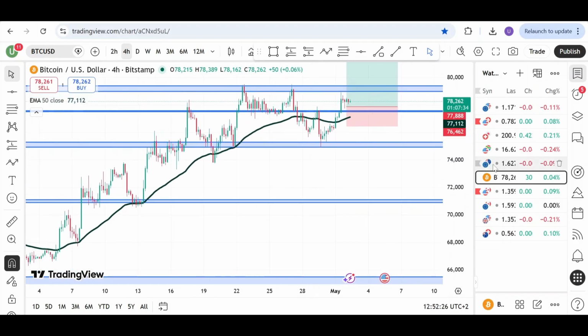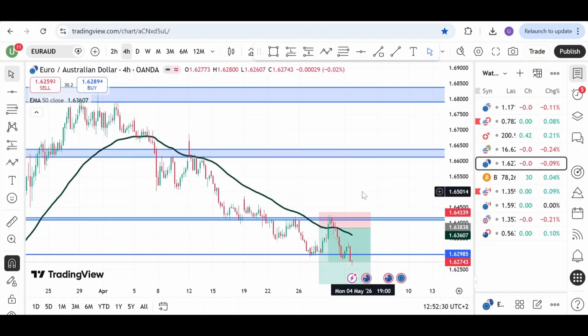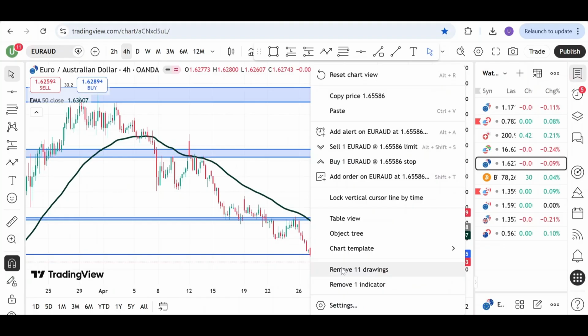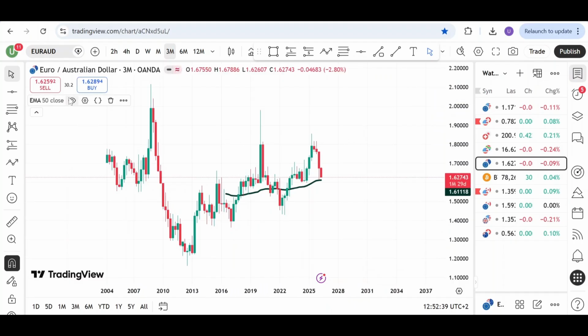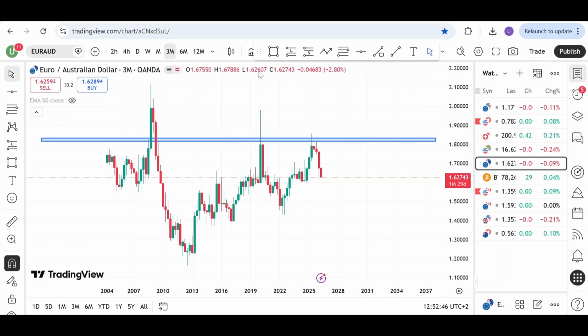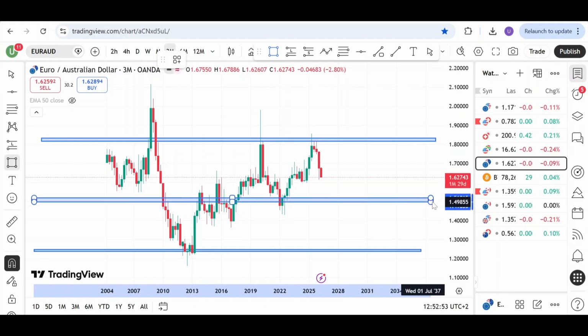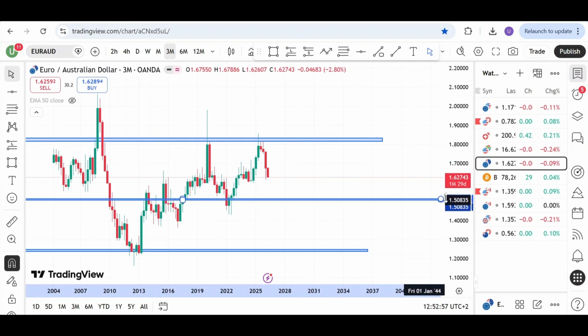Now, what about this Euro AUD? This is the last pair to analyze. Next pair to analyze, Euro AUD. You can see Euro AUD, we are in the 3-month time frame. As you can see, 3 months upper zone, 3 months lower zone, 3 months midway zone here. Midway here.